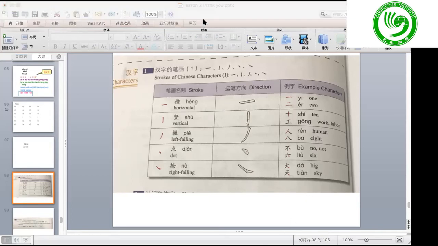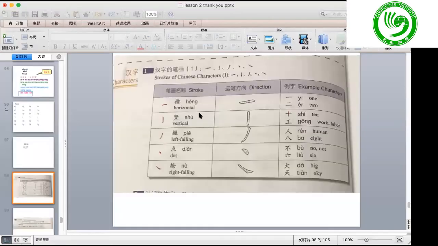Could we please write it together? How to write a 横? From left to right. This is 横, the first stroke, horizontal. And then the next stroke, it is called 竖, vertical. How to write a 竖? Give me your finger, let us write it together. 竖, from top to bottom. Could you please write it down in your notebook?